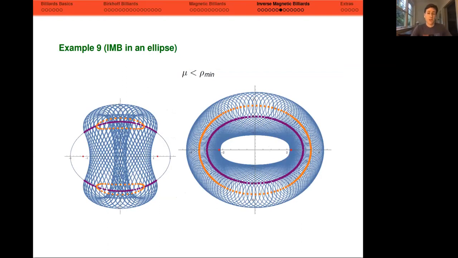So for inverse magnetic billiards inside an ellipse, here are 2 examples in the case when it's a twist map where we do have caustics. On the left, we can see it has a hyperbolic caustic. It's not confocal. We've got the foci of this ellipse here in red so that we can see where they are, but this picture on the right now gives us another convex caustic, but again, it's not confocal.